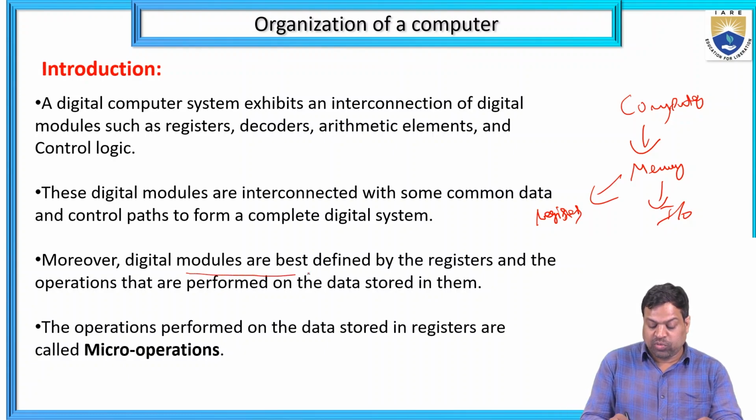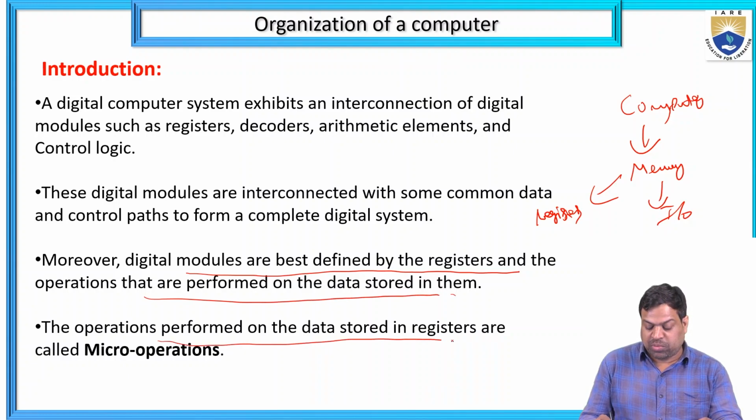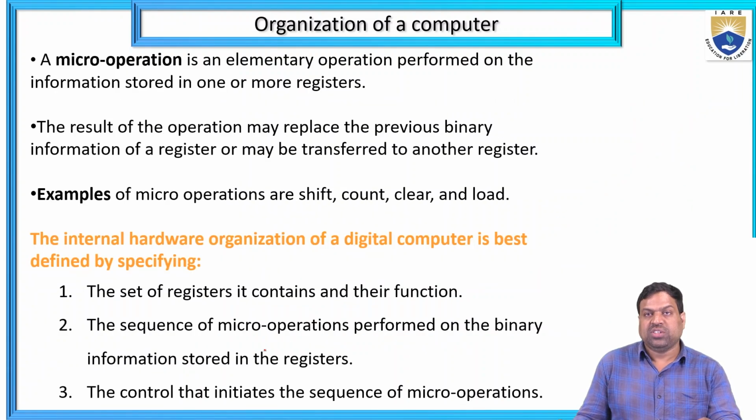When I'm going for the digital module, the registers and the operations performed on the data stored in them are called micro operations. A micro operation is an elementary operation performed on the information stored in one or more registers. The result of the operation may replace the previous binary information of a register or may be transferred to another register. Some examples of micro operations are shift, count, clear, and load.